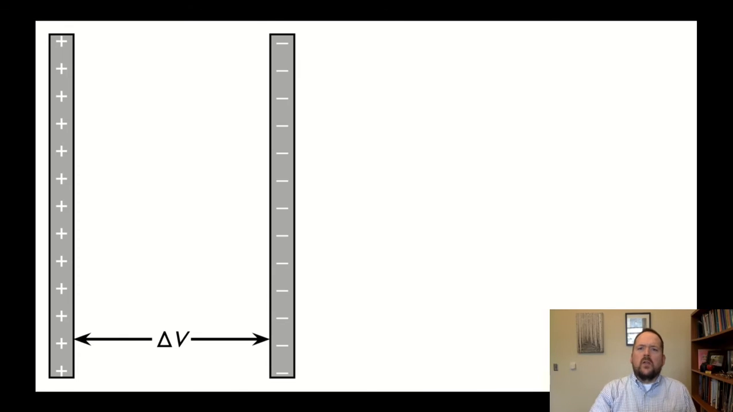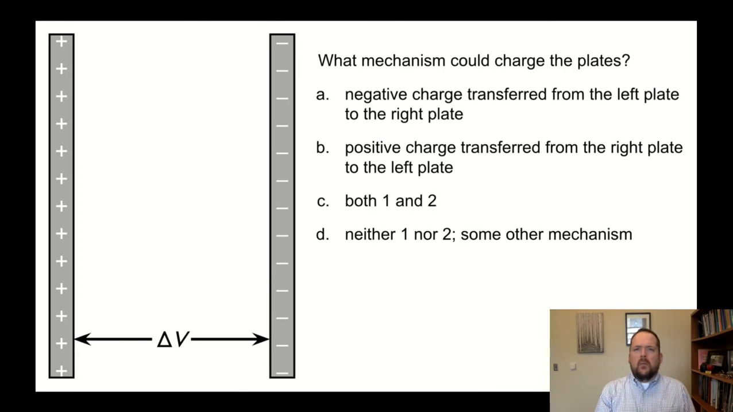So the question is, what mechanism could charge the plates in this way? Is it that negative charge was transferred from the left plate to the right plate, that positive charge was transferred from the right plate to the left plate? Do both 1 and 2 work, or is it neither 1 nor 2 and some other mechanism? This is actually a question where I can make a good argument that at least 3 of these options could be considered to be correct. So therefore, I'm not going to put this question on an exam.